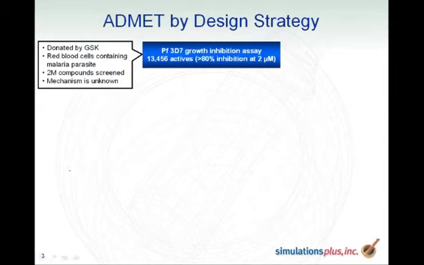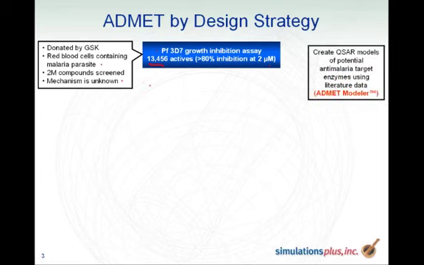GlaxoSmithKline screened about 2 million compounds in a single assay, at a single concentration of 2 micromolar, in a parasitic assay that contained red blood cells. So they were looking at growth inhibition of the cells. They made available 13,456 active compounds where the percent inhibition was greater than 80% at 80 micromolar. Since it was a cell-based assay, the mechanism of the compounds is unknown.